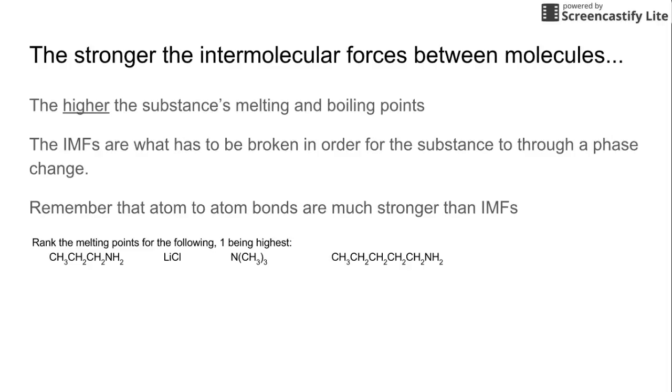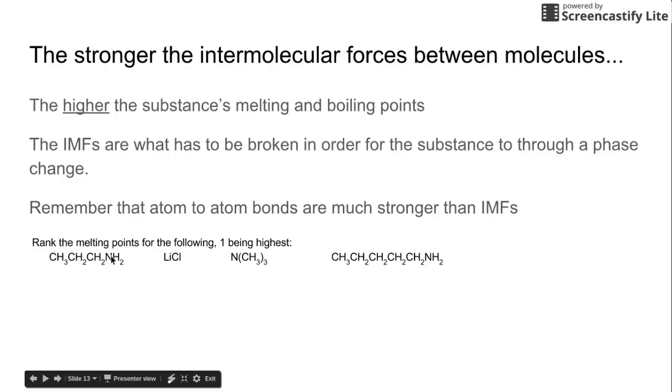And in this homework, I also included some substances that actually have bonds that would have to be broken. So you've got to be able to identify what type of attraction we're dealing with. So remember that atom-to-atom bonds are much stronger than intermolecular forces. These are only about 5% as strong as atom-to-atom bonds are. So in this first one, we're going to rank the melting points for each of these. So the first thing we want to do is go through and identify what type of substance we have here and what type of intermolecular forces.